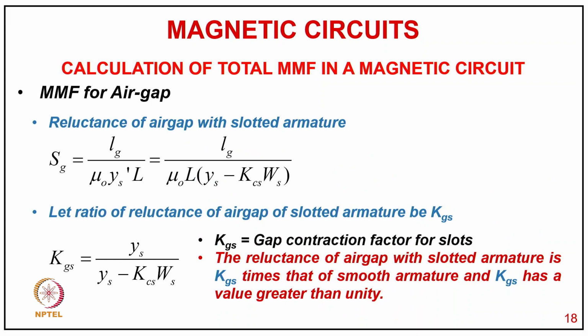Well, the reluctance of the air gap with slotted armature we can say Sg equal to Lg upon mu 0 ys dash into L, or Lg upon mu 0 L in bracket ys minus Kcs Ws, and let the ratio of the reluctance of the air gap of the slotted armature be Kgs. So Kgs will be equal to ys upon ys minus Kcs into Ws. This Kgs is the gap contraction factor for slot, and the reluctance of the air gap with slotted armature is Kgs times that of the smooth armature, and Kgs has a value greater than unity.